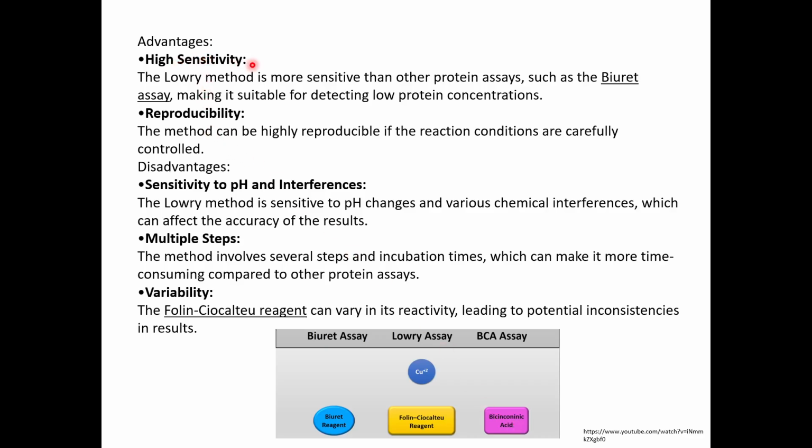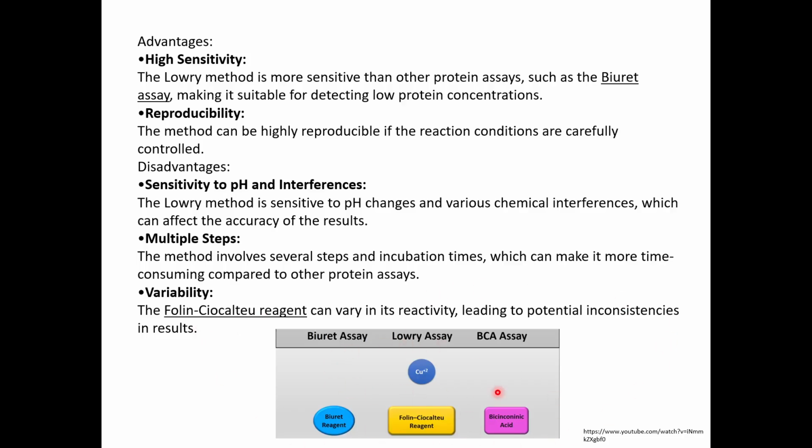So advantages are high sensitivity, reproducibility, and disadvantages are sensitive to pH and interferences, and it has multiple steps, and it is sometimes variable because the Folin-Ciocalteu reagent can vary in its reactivity, leading to potential inconsistencies.